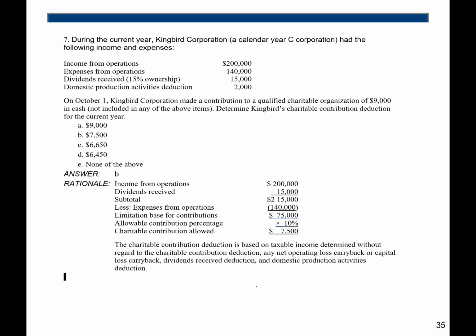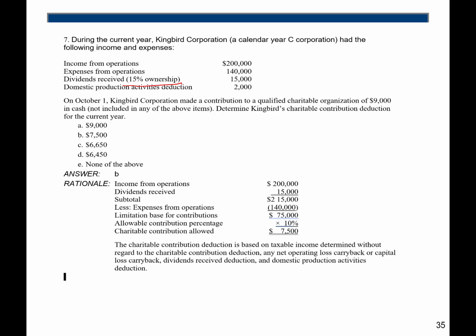Now, they tell you that it's a 15% ownership here, and right now that doesn't mean anything to us because we haven't talked about the dividends received deduction. So we're just going to go ahead and take that 15,000 and add it back. That gives us a subtotal less our expenses. Our expenses were 140, so we have our limitation is what? 75,000. 75,000 times is the base for the limitation times the 10% means we can deduct 7,500.